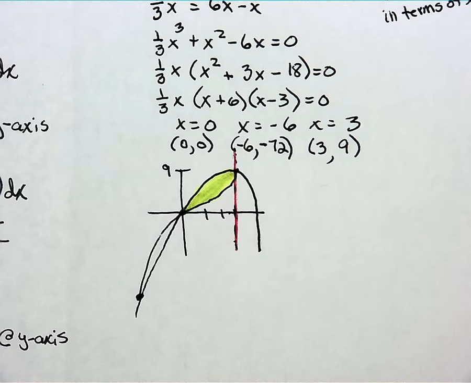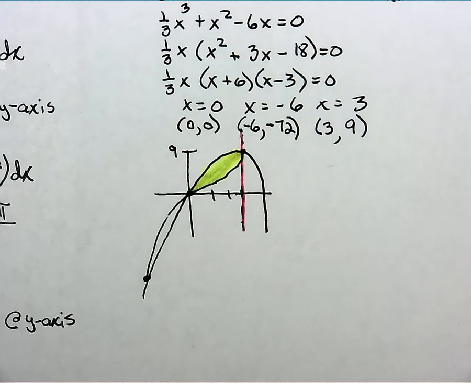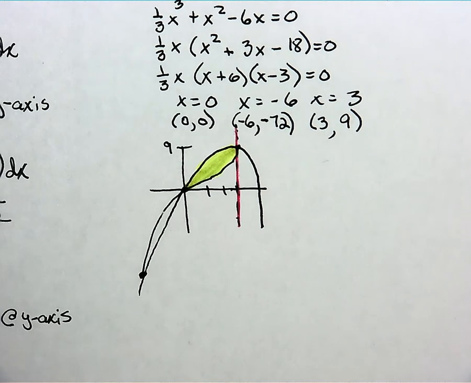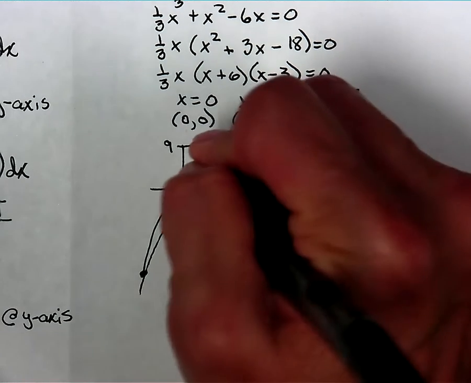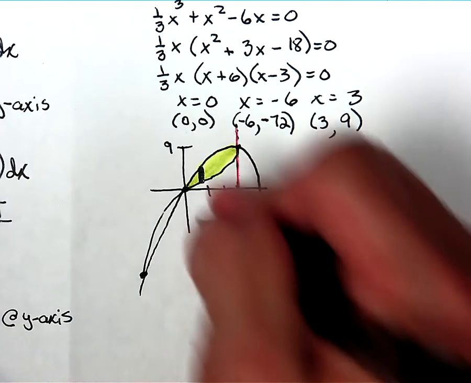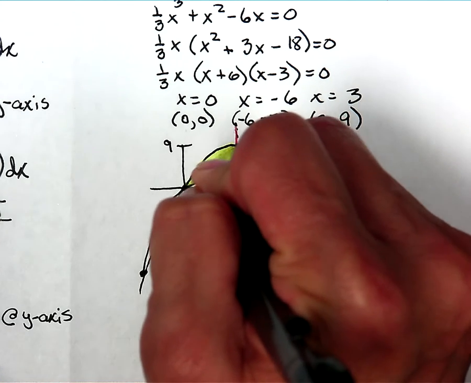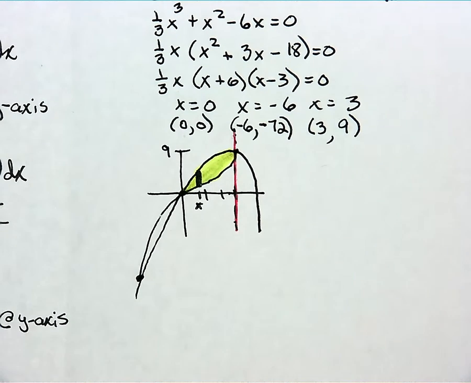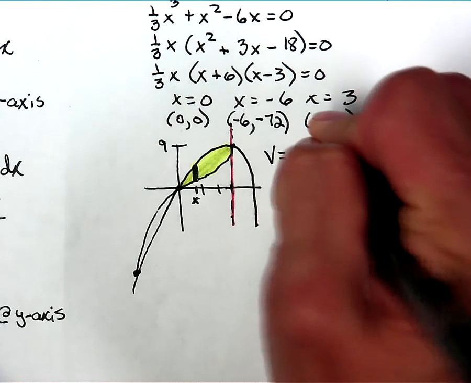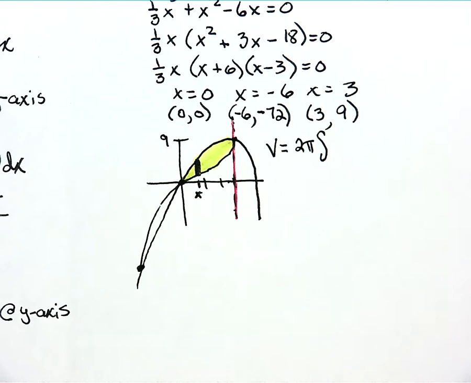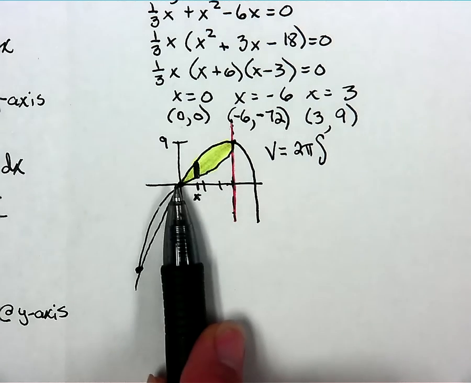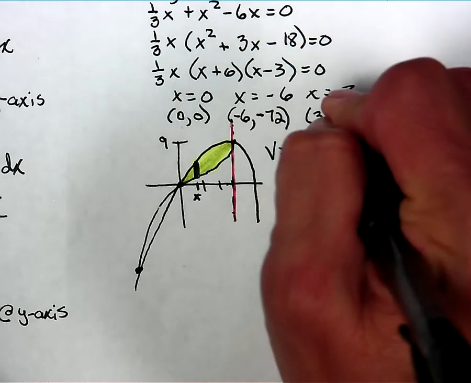We said we're using vertical rectangles. They're sliding from where to where? If we assume we're only using the right portion, from 0 to 3. Little vertical rectangles that are sliding from 0 to 3. The center of each rectangle is at x on that side. So my volume is going to be 2 pi times the integral from what to what? Those rectangles are sliding from 0 to 3, so that's where I integrate.